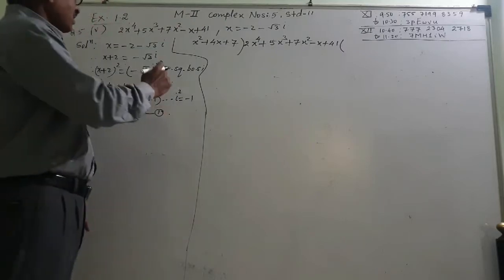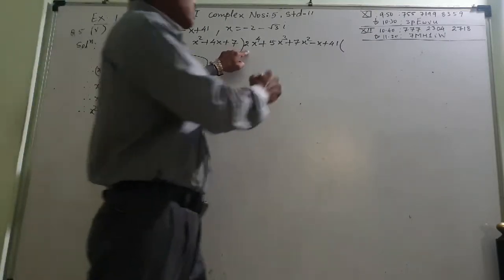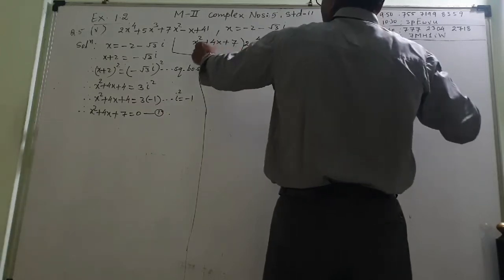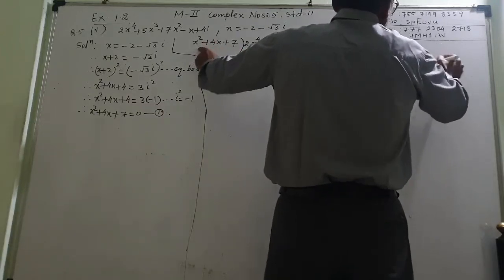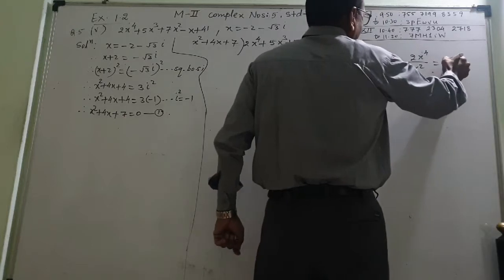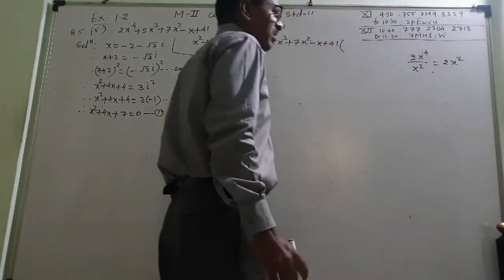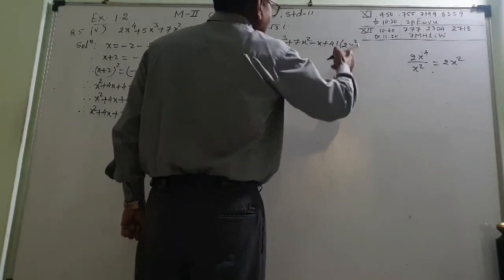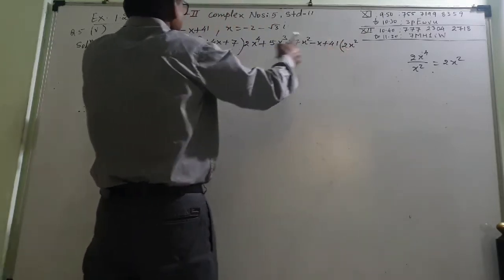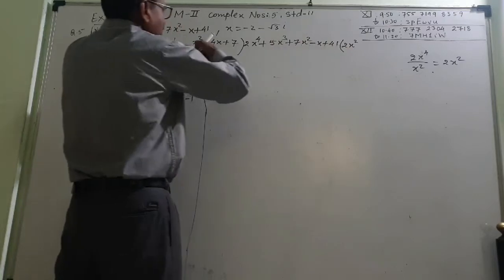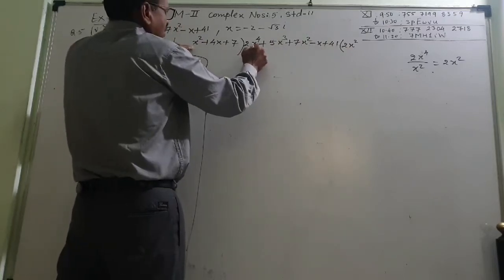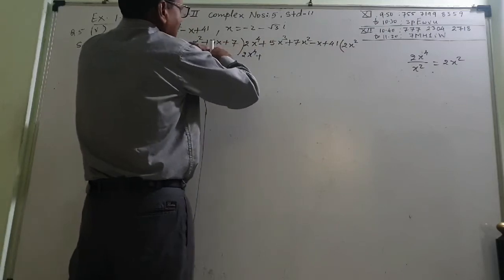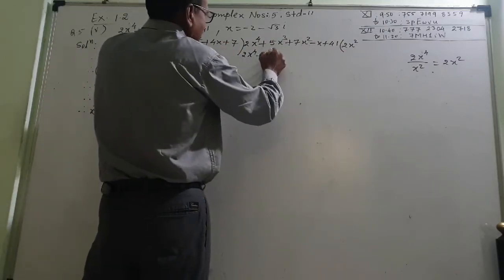Now again, first law. What is the first term? 2x raised to 4. What is the first term? x square. So this x square will get cancelled and remains 2x square. So that 2x square I will write here. Now I will multiply by this to every term. 2x square into x square is 2x raised to 4, plus 4 times 2 is 8x cube.